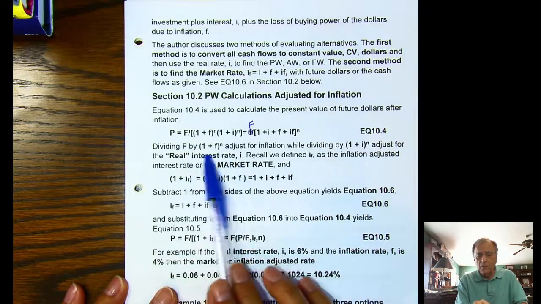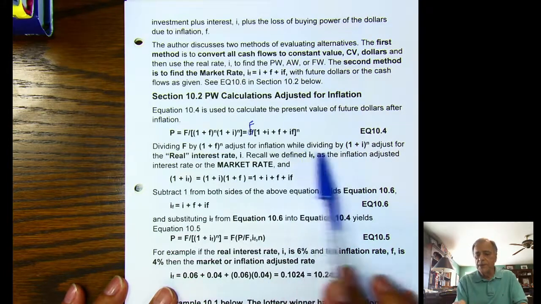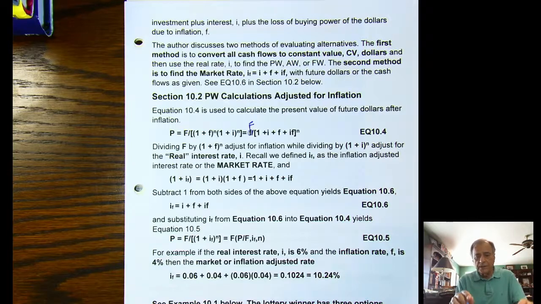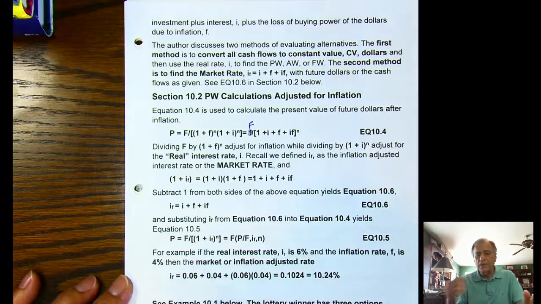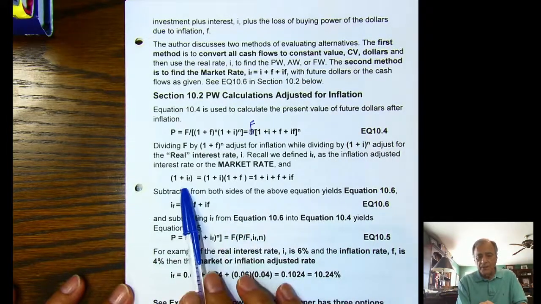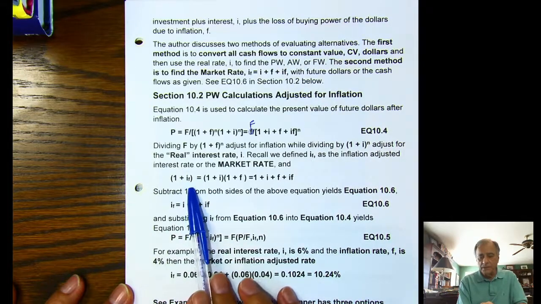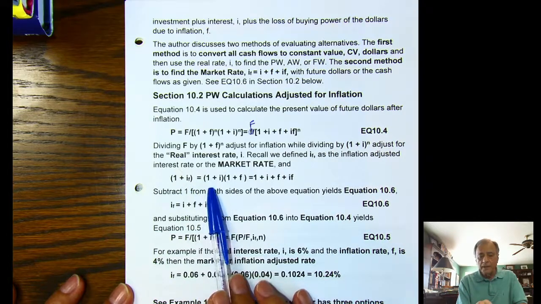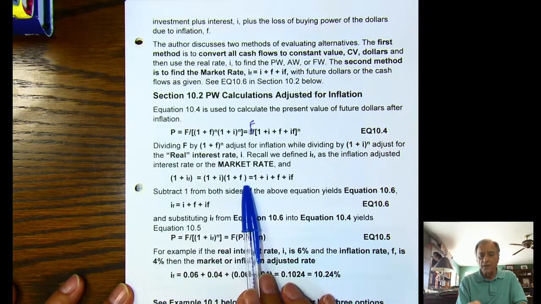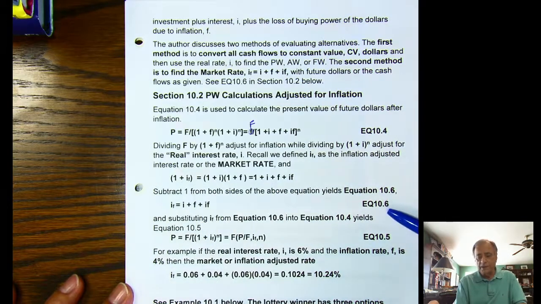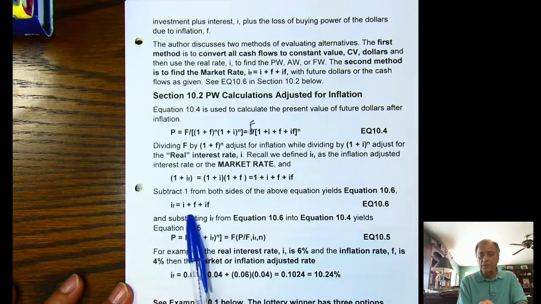By dividing by 1 plus F to the n, that adjusts for inflation. Then you're dividing by 1 plus I to the n, and that adjusts for the real interest rate. And we call the quantity that is I plus F plus IF the market rate. If we take 1 plus I sub F, recall, the market rate, that's equal to 1 plus I times 1 plus F, which is 1 plus I plus F plus IF. And if we subtract 1 from both sides, we get equation 6. That is, the market rate I sub F equals the interest rate, the real rate, plus the inflation rate, plus the product of the interest rate and the inflation rate.